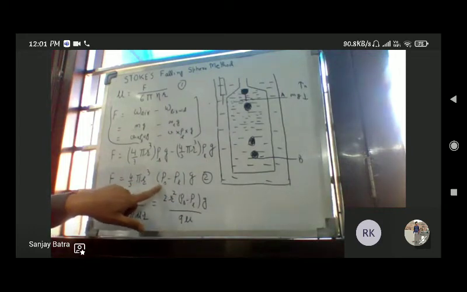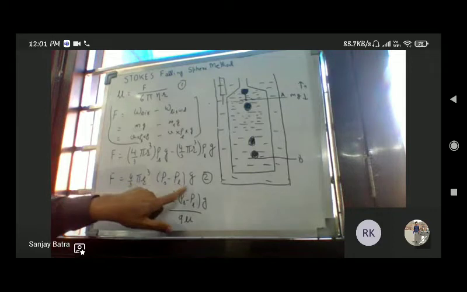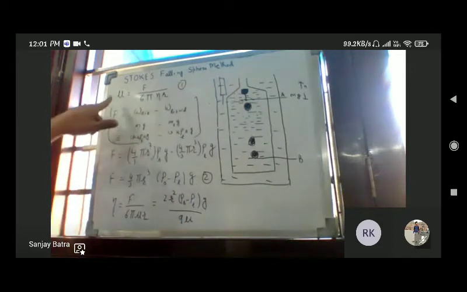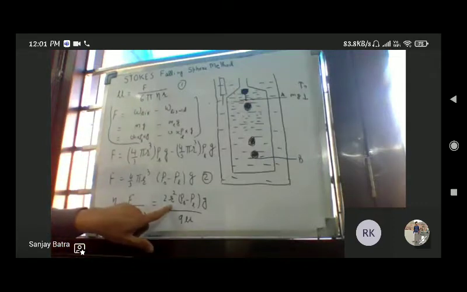Rho s stands for density of solid or sphere, and rho l stands for density of liquid, and this is g. If I use this now in equation number 1 and transfer u and neta, then neta would become equal to this, and put the value of f, we get finally this.